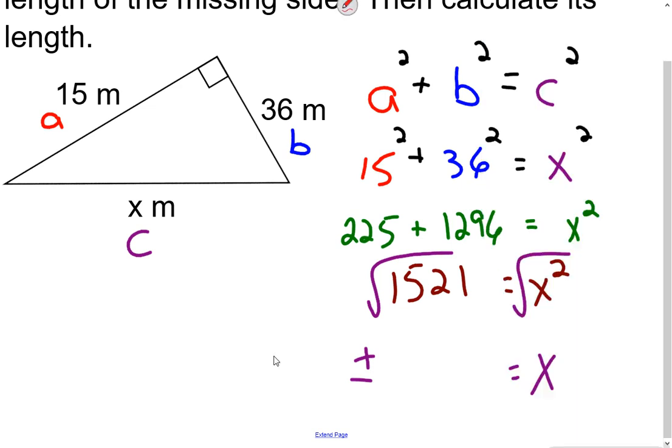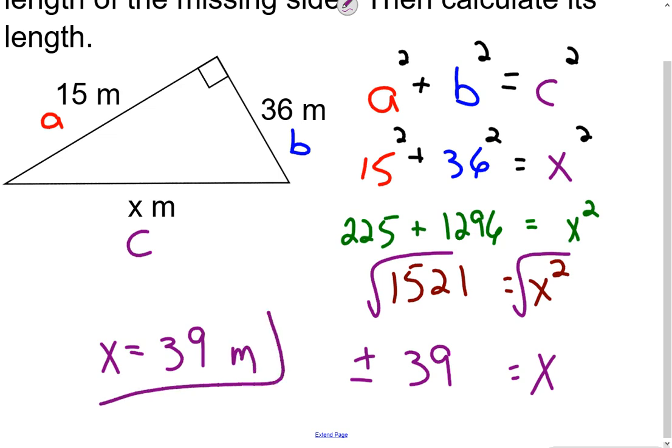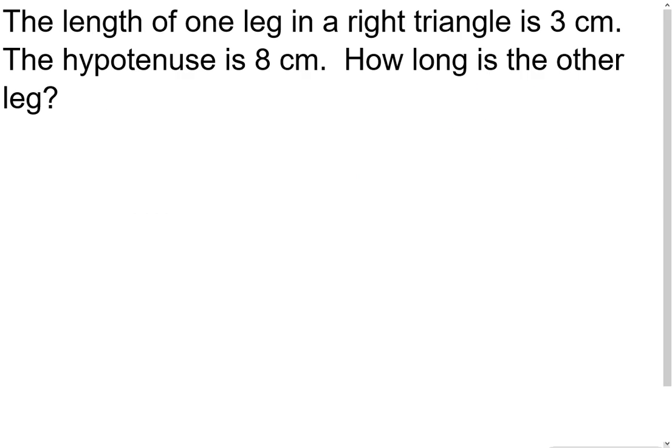So this equals 39. Now again, like before, the negative's not going to make sense in this problem because we're dealing with the length of the hypotenuse. So when it's all said and done, x is going to equal 39 meters for the length of that hypotenuse. And now I have one more here. This one, no picture. So what I like to do is I like to draw the picture since it says the length of one leg in a right triangle. I have a right triangle.